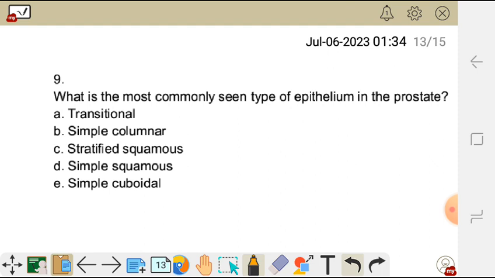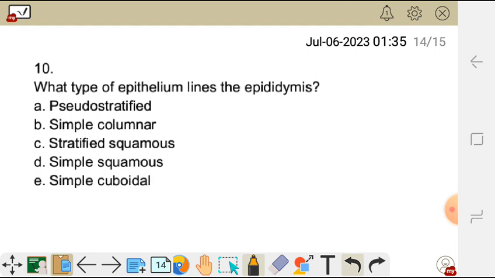Question 9 reads, what is the most commonly seen type of epithelium in the prostate? A. Transitional. B. Simple columnar. C. Stratified squamous. D. Simple squamous. And E. Simple cuboidal. So in prostate, there is simple columnar. Correct answer is B. Question 10.